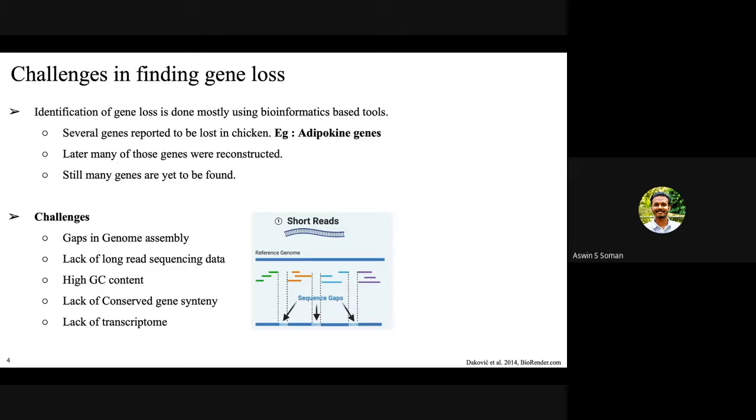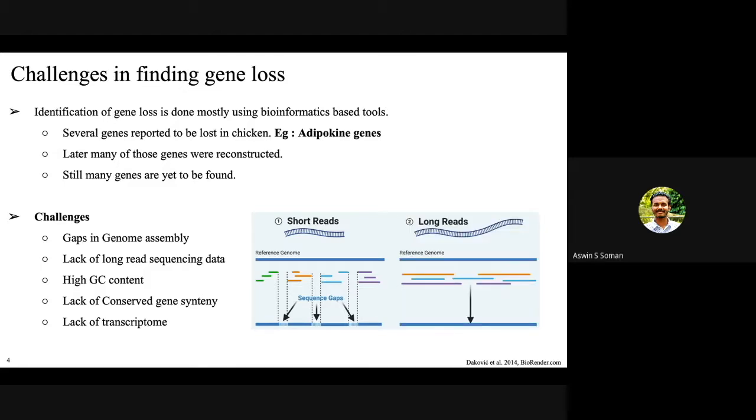So you can see here, long read sequencing can, to an extent, tackle this problem. However, most species don't have this long read sequencing data, and it remains a challenge to find gene losses with gaps in the genome.